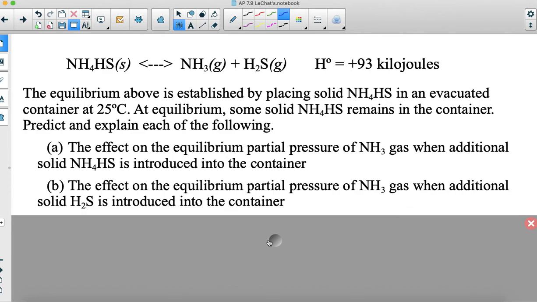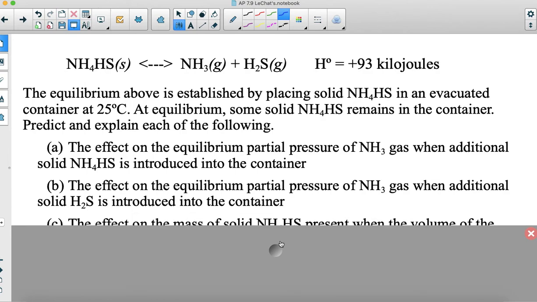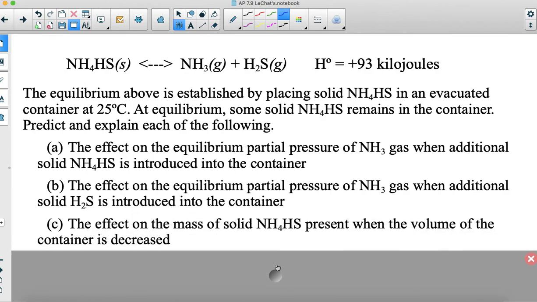B, the effect in equilibrium partial pressure when additional solid H2S is introduced into the container. So adding some of this stuff. Part C, the effect on the amount of this product when the volume of the container is decreased. Okay, if you squeeze it down, increase the pressure, what is that going to do to the mass of this stuff?